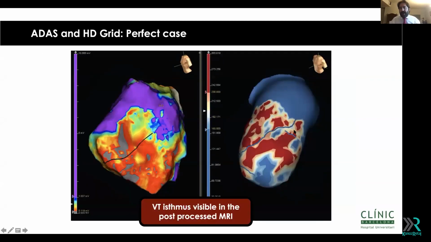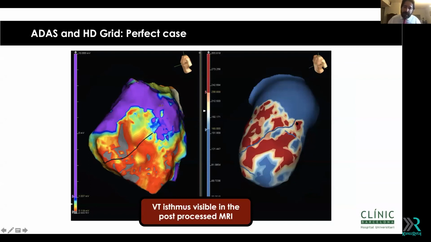But look at the MRI. This is the 3 Tesla MRI. Exactly the same channel as in the electroanatomical mapping. So with this MRI, you are really able from the very beginning to know that you are dealing with a complex substrate in a complex patient.